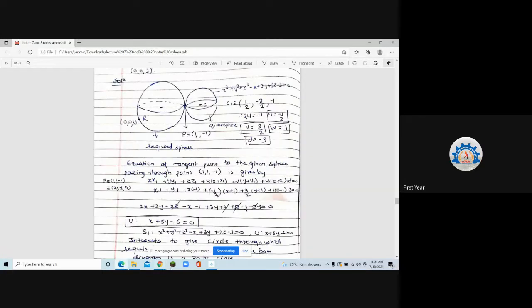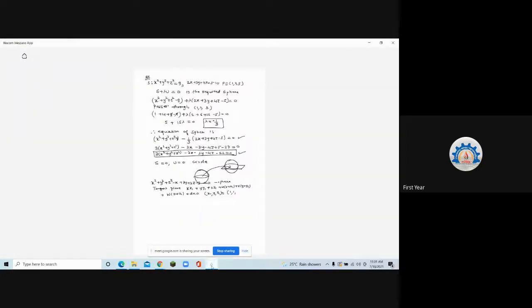The point was (1, 1, -1). So put that, and what was d? That we'll find first. So 2u is equal to minus 1, so u is equal to minus half. 2v is equal to 3, so v is equal to 3 by 2. And 2w is equal to 2, so w is equal to 1. And d is equal to minus 3.